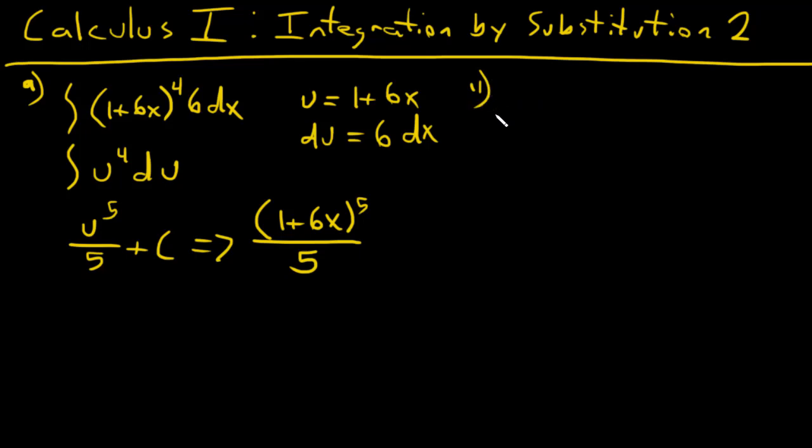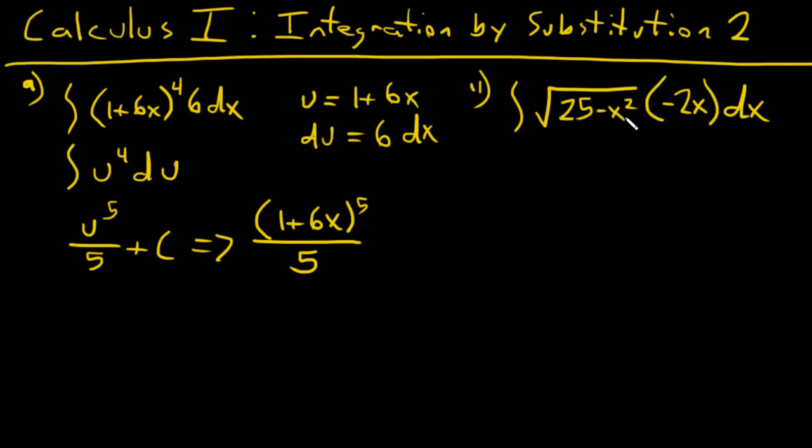Let's look at number 11 now. Number 11 is going to be the integral of the root of 25 minus x squared times negative 2x dx. Well, again, I can see that one of these pieces is definitely the derivative of the other. If I take the derivative of 25 minus x squared, I get negative 2x.